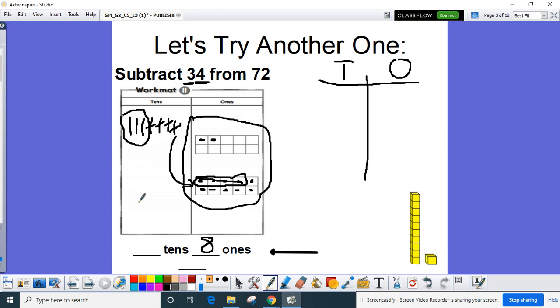There's 3 tens left. So blank tens. How many tens are left? 3. 3 tens. So 3 tens and 8 ones is what number? 38. Right. So when you subtract 34 from 72, it equals 38. Great job. Now let's try one more together before you practice this on your own.